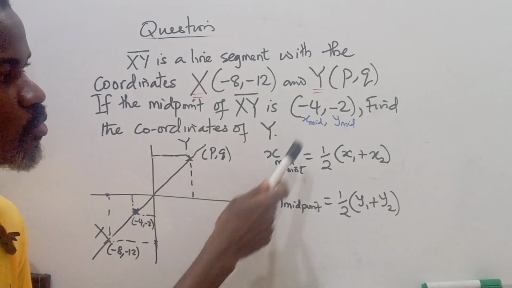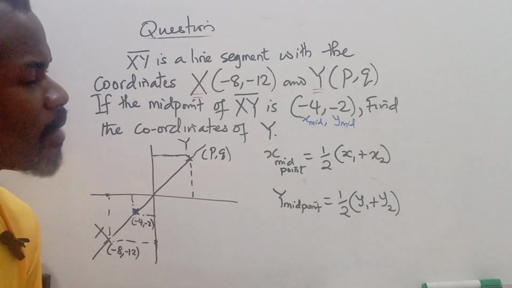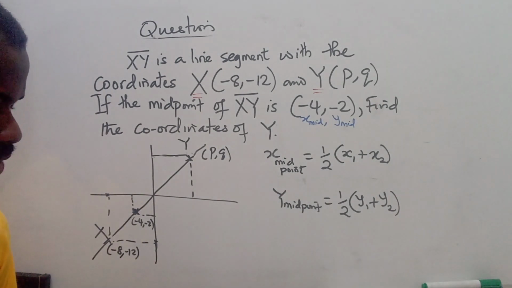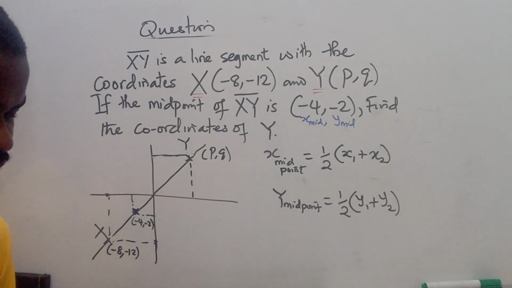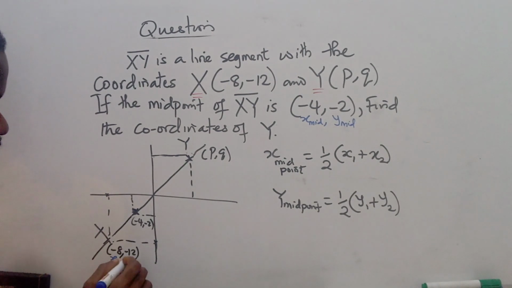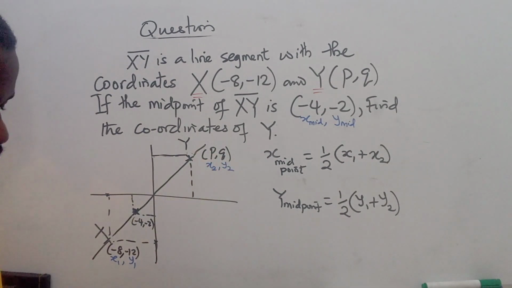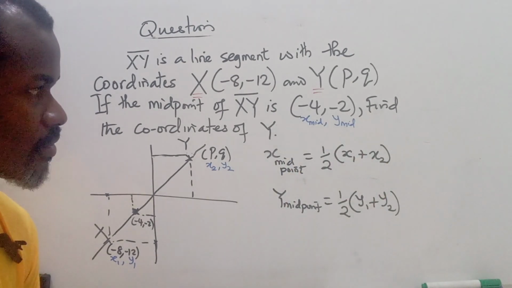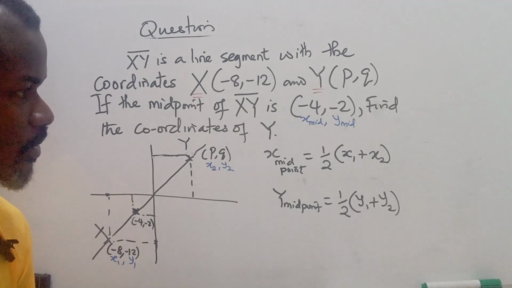So the X midpoint is -4. The Y midpoint is -2. What about our X1 and X2, Y1 and Y2? We can simply get that if we come to the drawing. So this is my X1 and this is my Y1. This is my X2 and this is my Y2. So all we are going to do is include them into this and solve for P and Q.